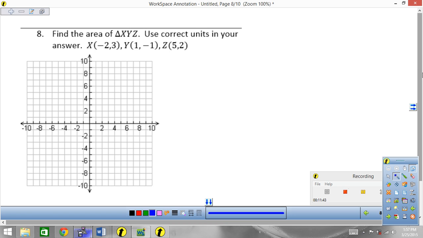Question 8. Find the area of triangle XYZ. We'll need to start by plotting our points: negative 2, 3, which is X. It's important that you also label it. 1, negative 1, Y. And Z is 5, 2.